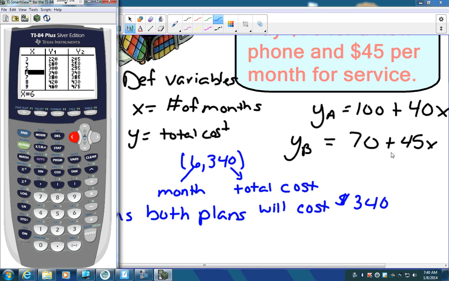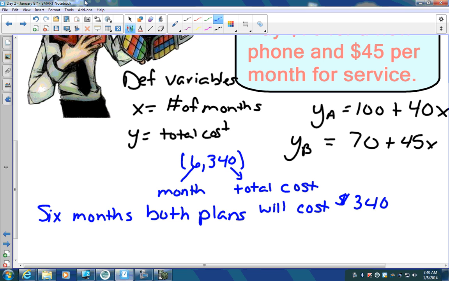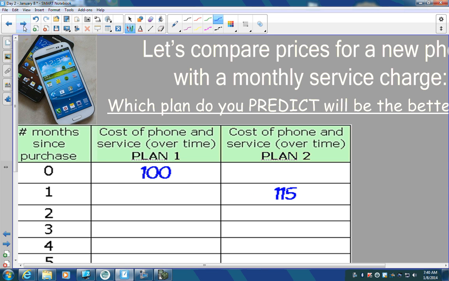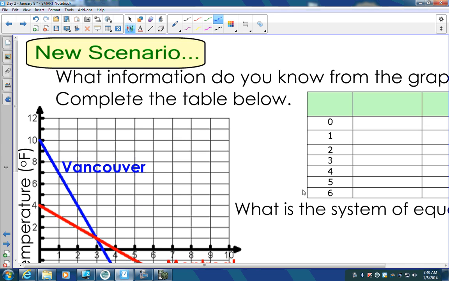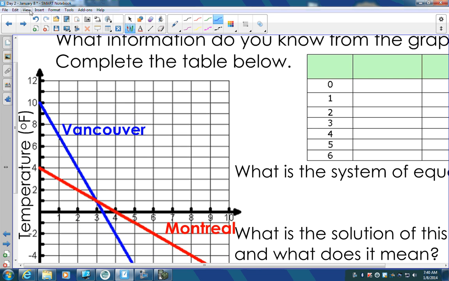But do you see what I'm saying? It makes a difference, and you have to figure out what's going to work best for what you have. All right. We already compared. All right. Let's look at this.